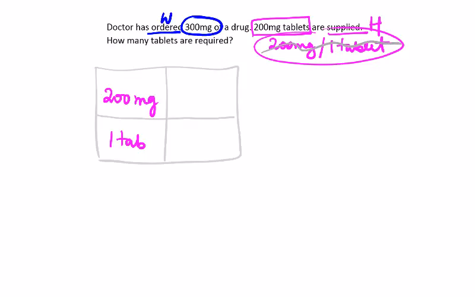The only quantity left now is the 300 milligrams. We need to be careful to place it exactly in the right position. So it needs to sit on the top because the milligrams must match. So that one is done as well. All we need to do now is do the calculation.